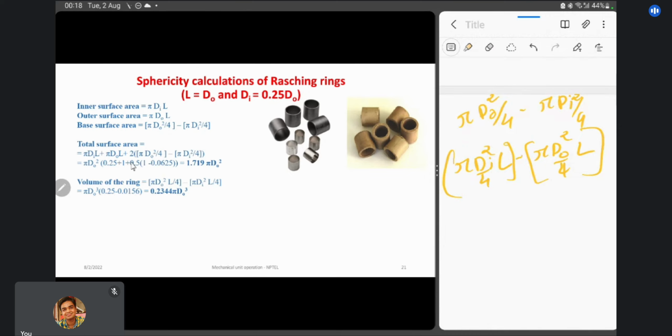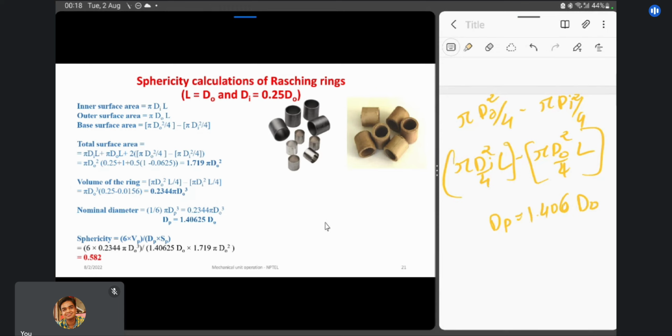Now you already have the volume and surface area. Now we focus on the diameter. The sphere volume is pi dp cube by 6, which is the sphere diameter, which will be equivalent to the volume of the ring, and at the end we will get dp equal to 1.406 do. And at the end you just substitute all the values into the sphericity formula, and then you will get the sphericity around 0.582. So this is particularly for where the inner diameter is 0.25 of the outer diameter.